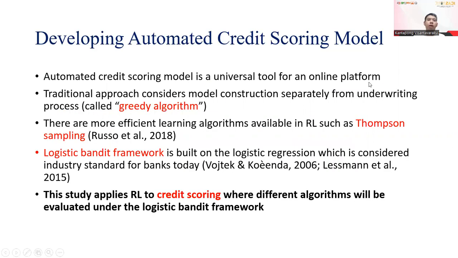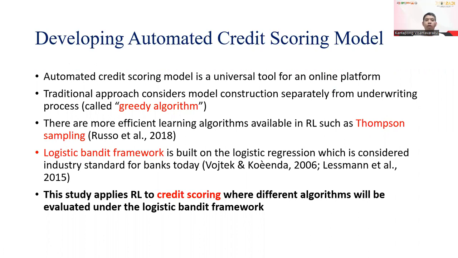Okay, let's start with the motivation. Automated credit scoring is a universal tool for the online platform. The traditional approach considers model construction separately from the underwriting process. This is called the greedy algorithm. But there are more efficient learning algorithms available in the RL toolbox, for example, Thompson sampling.